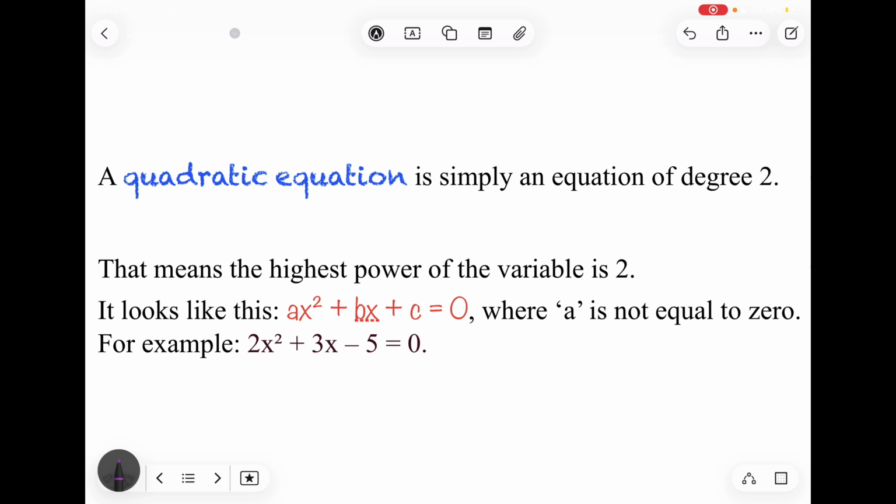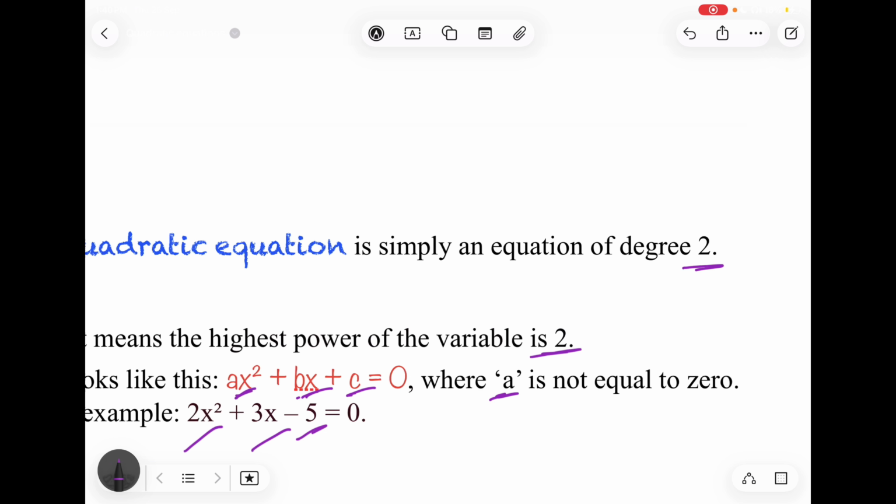Have you ever faced this scary looking equation ax square plus bx plus c and thought, how am I ever going to solve this? So today we are going to learn how to solve this quadratic equation super easy. A quadratic equation is simply an equation of degree 2. It means the highest power of the variable is 2. For example, 2x square plus 3x minus 5. These equations look like ax square plus bx plus c where a is not equal to 0.